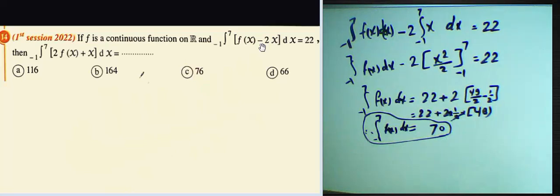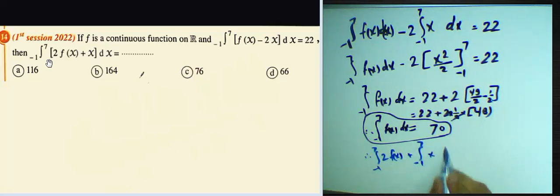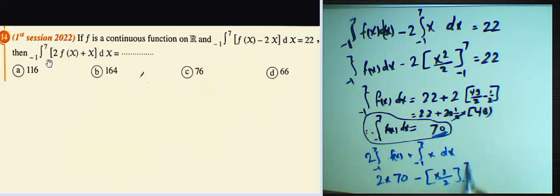Here he asked about integration. Look at here, integration about this function. I will distribute the integration, right? Integration from -1 to 7 of 2f(x) plus integration from -1 to 7 of x dx. I have the result here: 70 times 2, the 2 outside here multiplied by the result here about integration, 70, subtract x power 2 over 2 from -1 to 7. Okay, 2 times 70 equals what?